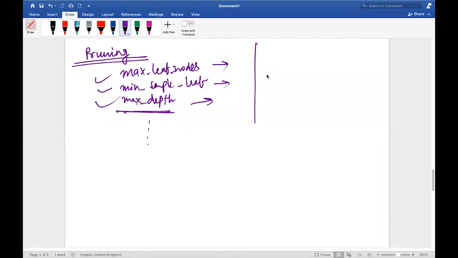Now, coming back. This pruning concept can be used in two ways. One is pre-pruning. What is pre-pruning?